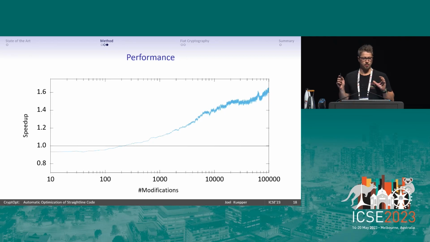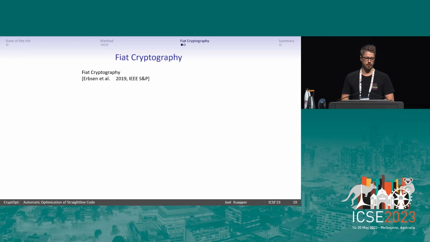Now that we have our optimizer, we need to feed it with implementations. For that, I would like to introduce Fiat Cryptography. Fiat Cryptography is a framework which is able to synthesize, that means generate, proven correct implementations for cryptography. It does so by having a functional program which is then specialized for a given prime, for example, and for a specific architecture, 64-bit, for example.